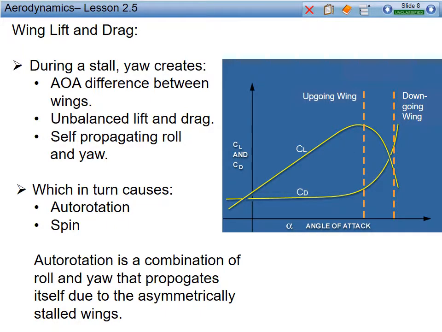So therefore, in that stalled region, a greater angle of attack correlates to less coefficient of lift, but it also correlates to more coefficient of drag. It's that difference between the upgoing and the downgoing wing with respect to the amount of coefficient of lift and the amount of coefficient of drag which causes that autorotation and the spin. It's a self-propagating roll and yaw due to the asymmetrically stalled wings. Unbelievable.